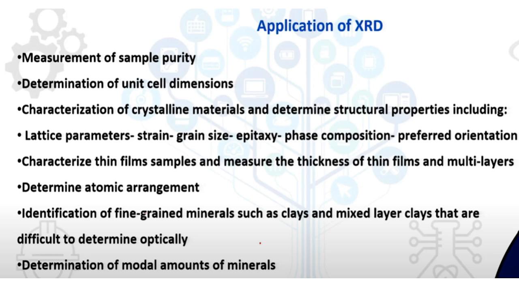The second one is determination of the unit cell dimension, characterization of crystalline materials, and determining the structural properties, including different lattice parameters, strain or grain size, epitaxy, phase composition, and also orientation. Even if there is strain present, you will get a different peak position, or peak shifting will take place, or the d value will change.